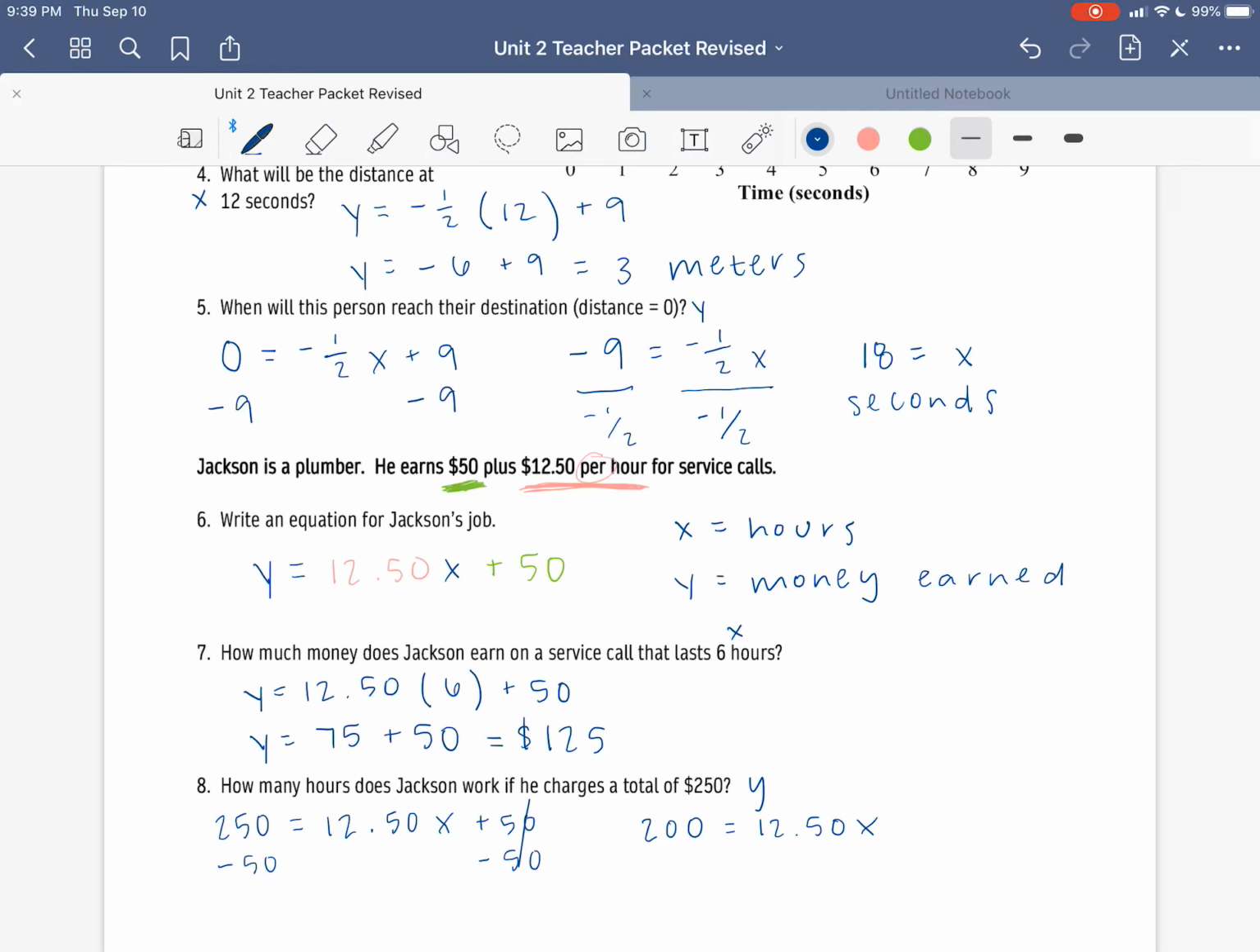And now in getting x by itself, we need to divide by 12.50 on both sides. And 200 divided by 12.50 is 16. So that tells me that he works 16 hours if he was able to charge $250.